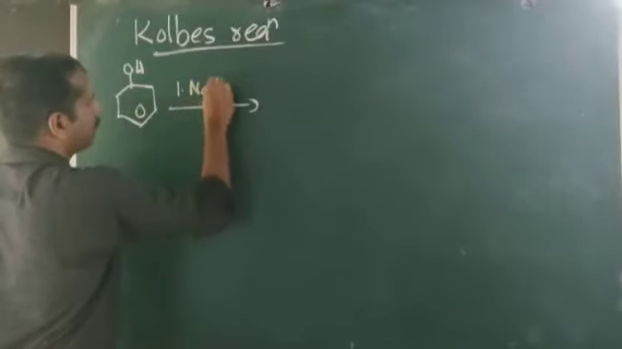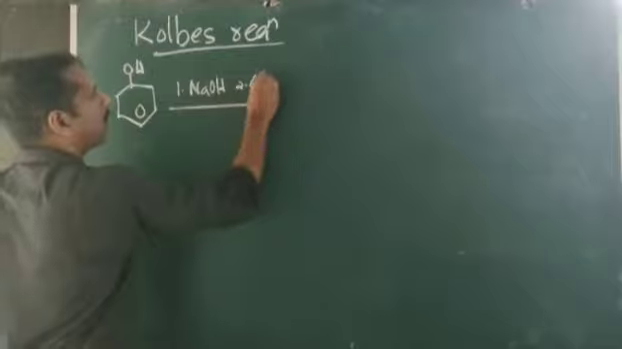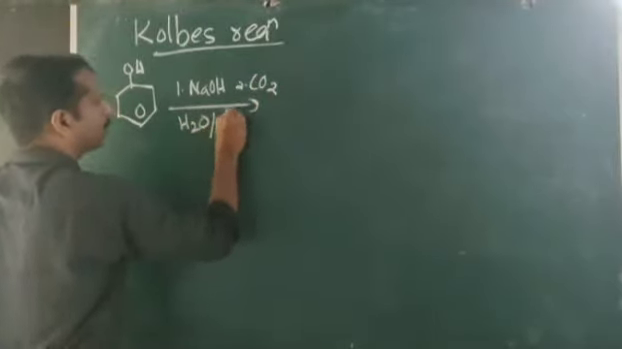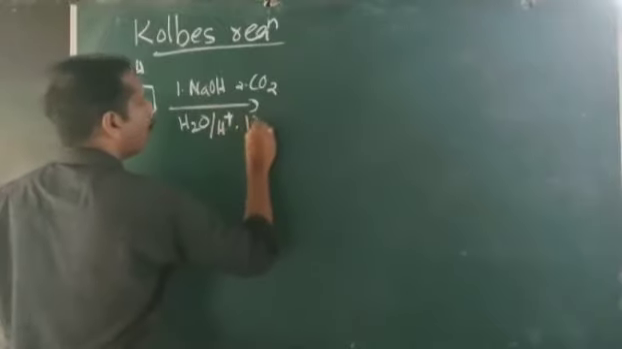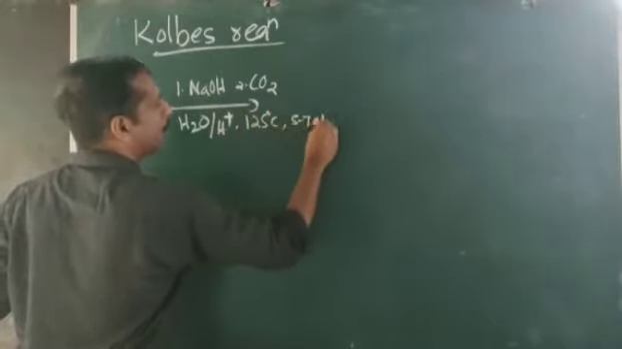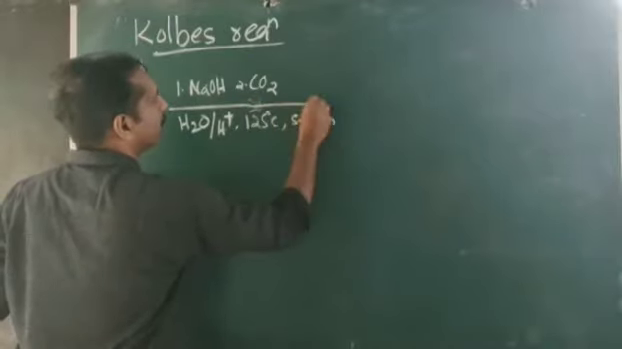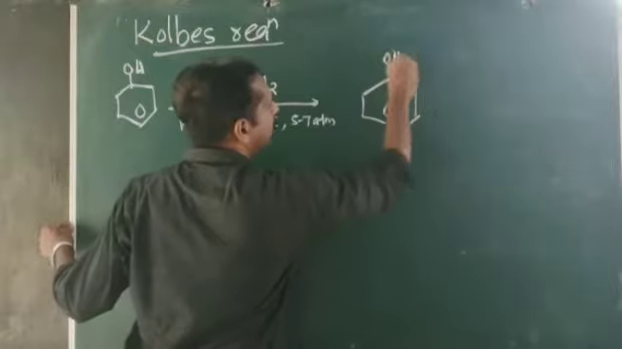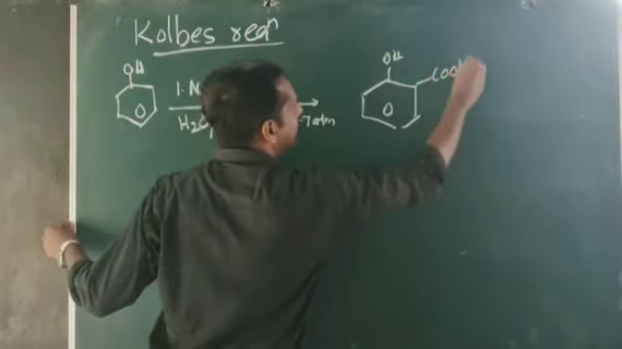First NaOH, then second carbon dioxide followed by acidification, H2O/H+, at 125 degrees Celsius and 5 to 7 atm pressure. We get salicylic acid. What is salicylic acid? Ortho-hydroxybenzoic acid, with OH and COOH. This is salicylic acid.